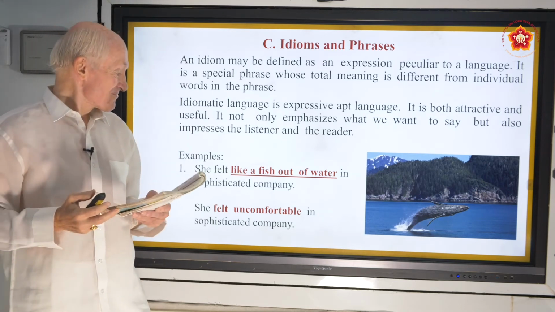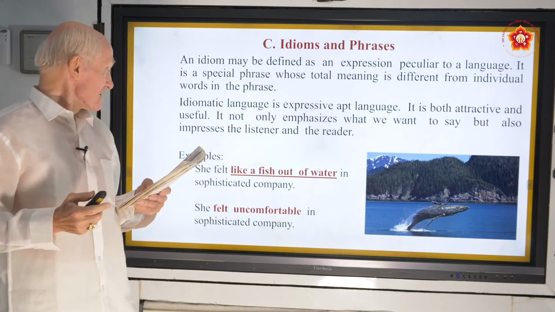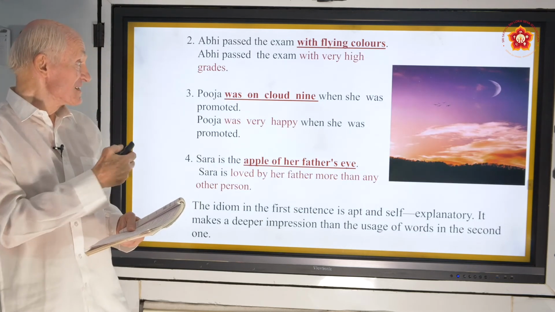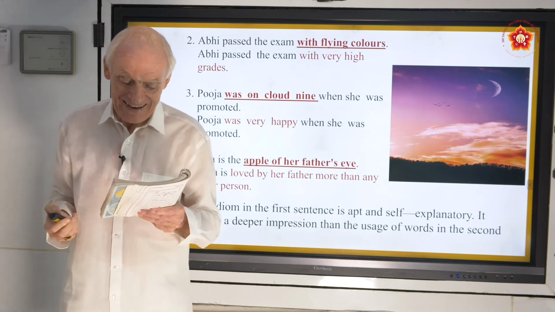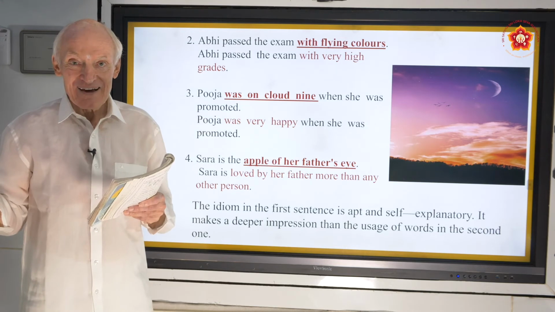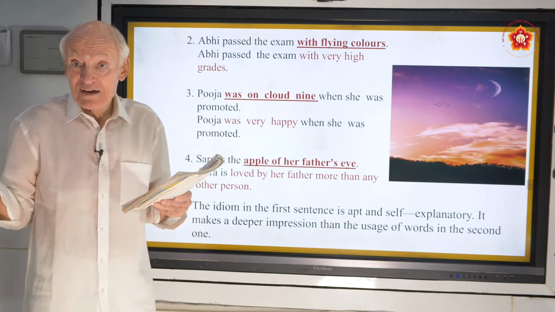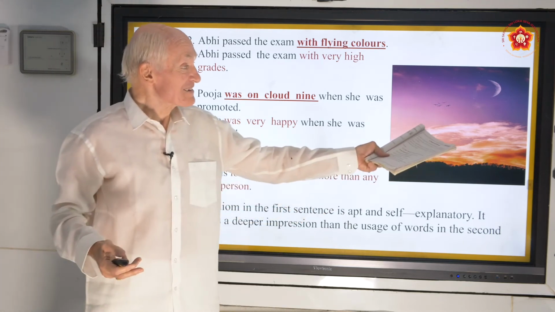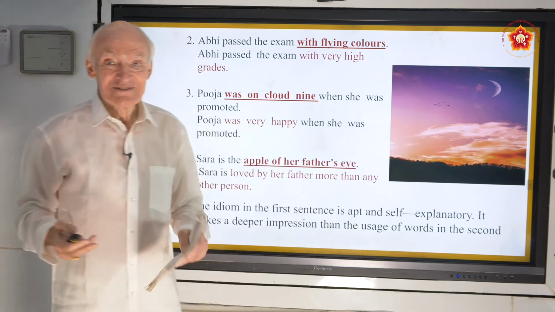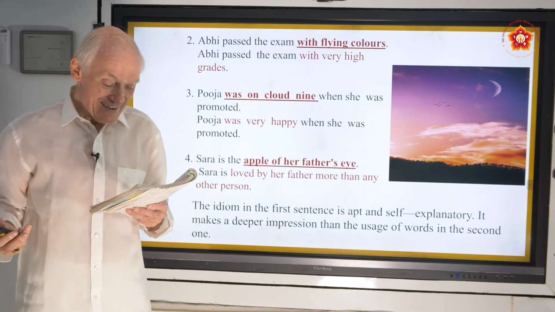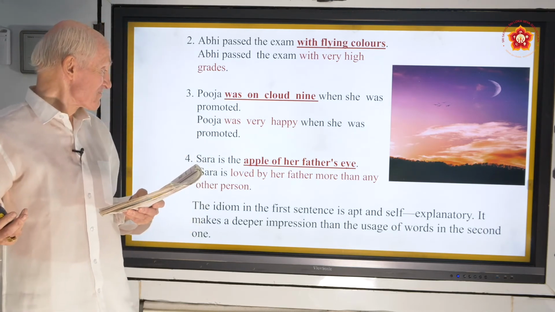Number 3 is Pooja was on cloud 9 when she was promoted. She got a big raise in her company and a big responsibility increase. And she was on cloud 9. She was floating up here in the clouds, just under the moon. She felt so high. She goes, wow, finally my work is appreciated. And she was very happy.